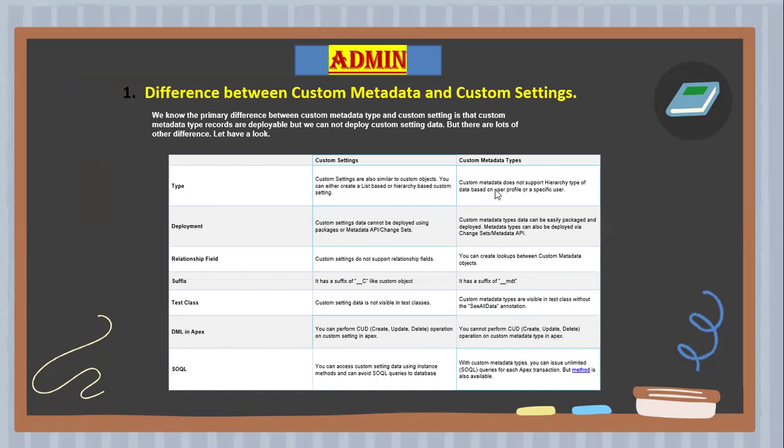Custom metadata types: custom metadata does not support the hierarchy type of data based on user profile or specific users. Custom metadata types data can be easily packaged and deployed. Metadata types can also be deployed via change set and metadata API. You can create a lookup between custom metadata objects. It has a suffix of __mdt.